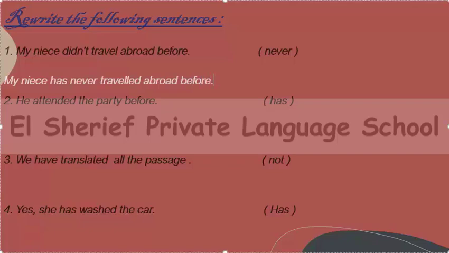Okay, my niece has never traveled abroad before. Let's go for number 2. He attended the party before. Use has. Okay, so here I would start with he has attended the party before. Okay, number 3.